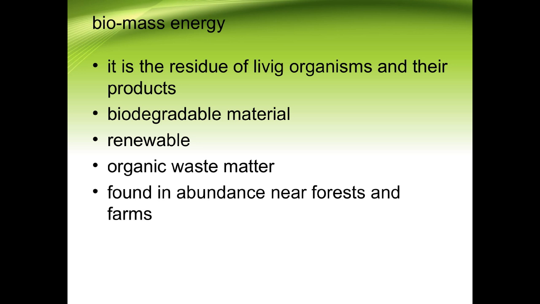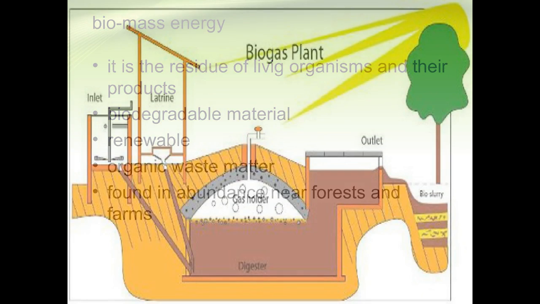Now, what does it do? It uses the residue of living organisms and their excretory products. It is a biodegradable material, that is the raw material that we use. It is a renewable source of energy, and it turns organic waste matter into a source of heat energy. It is found in abundance near forests and farms, children, and particularly in villages, where you can get the residue of living organisms such as the excreta of cows and buffaloes.